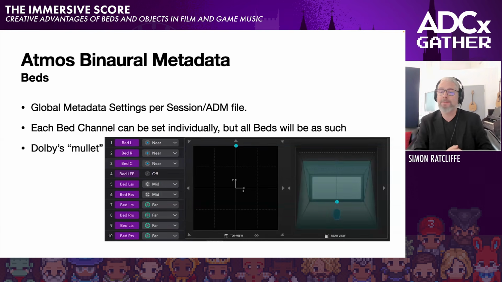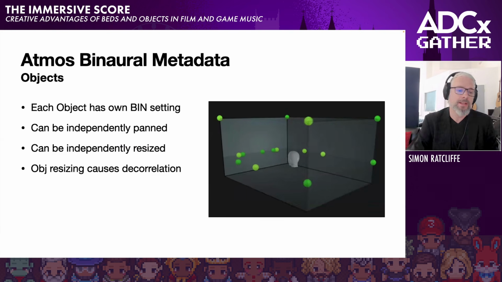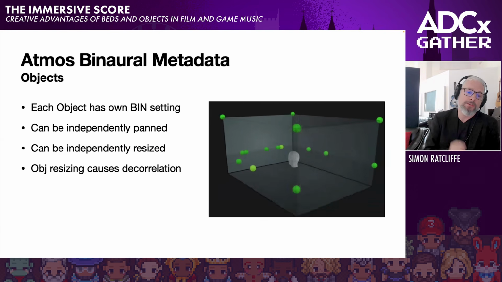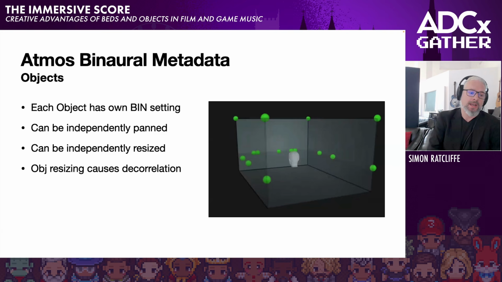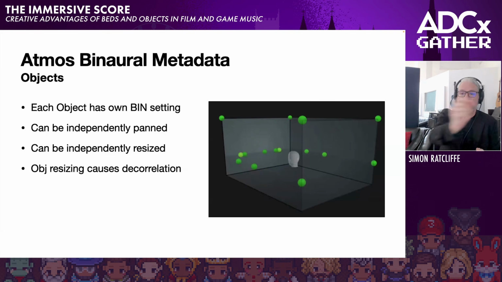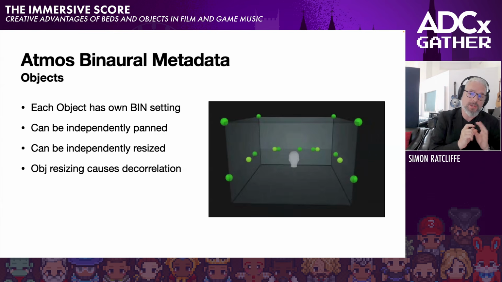And then I refer to something called Dolby's mullet, which is not a Dolby Labs endorsed haircut. That has more to do with their original recommended idea of, okay, we're going to emulate a listening environment, so you'll have the front speakers near, the side speakers mid encoded, and then far for the rear, for example. The objects: each object has its own binaural setting, and it can be independently panned, and it can be independently resized. And the nice thing about that is that you can move it through space, up or down, or wherever you like. And the resizing causes decorrelation.